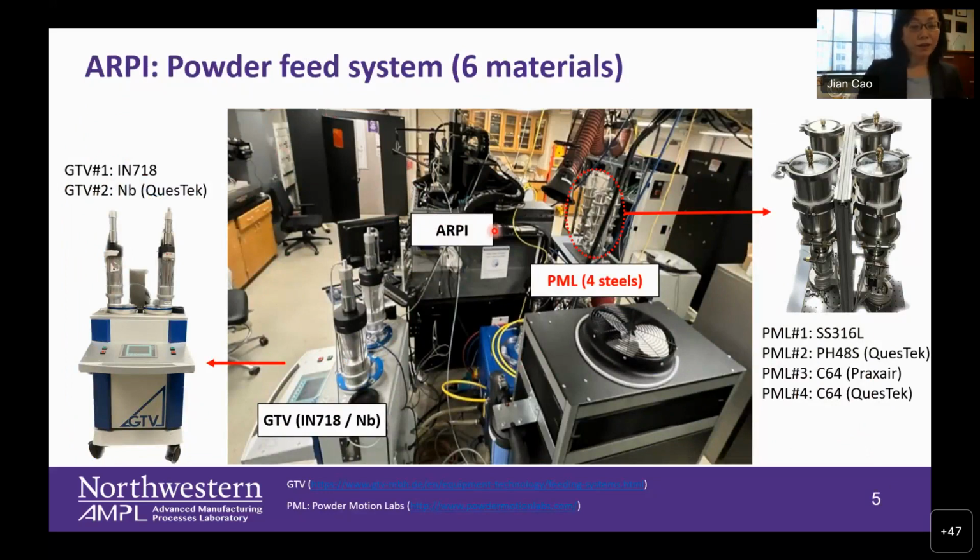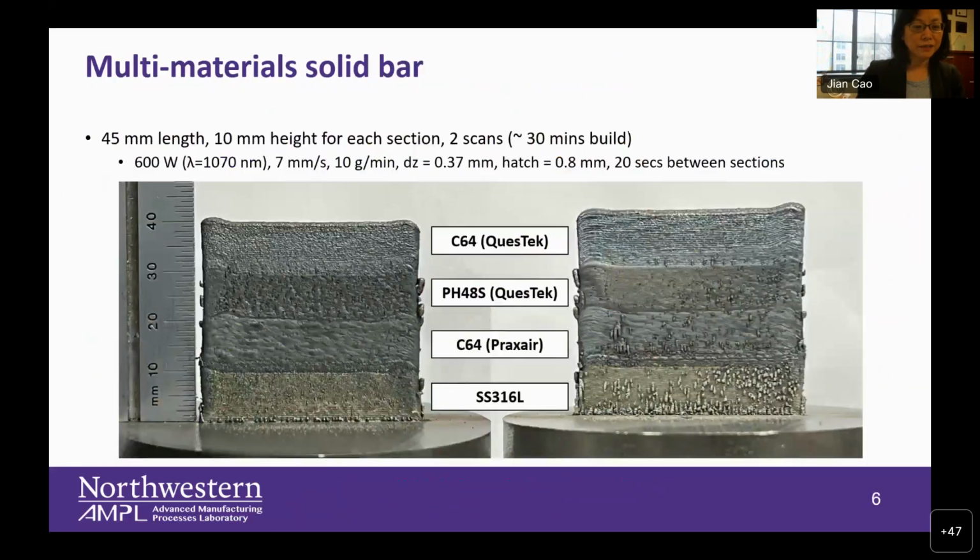This one, we have RB from the back side. We also have four different hoppers from Powder Motion Labs, as well as two of those, so we can deposit different materials, right? So this is one example that you deposit, for different steels, and you can also mix it.